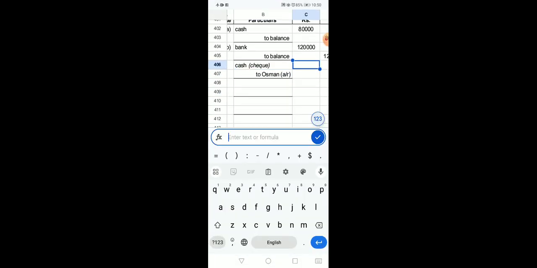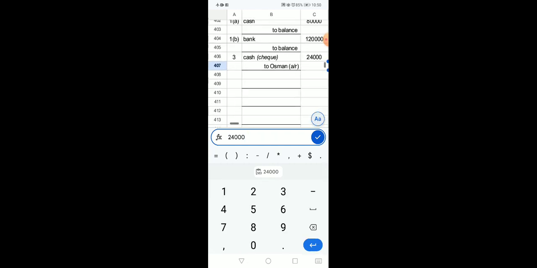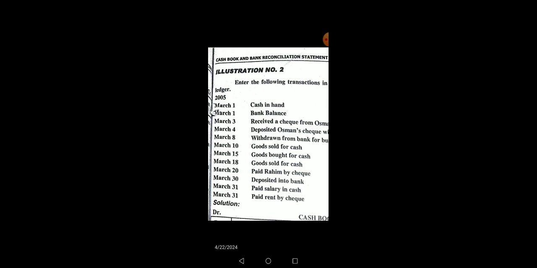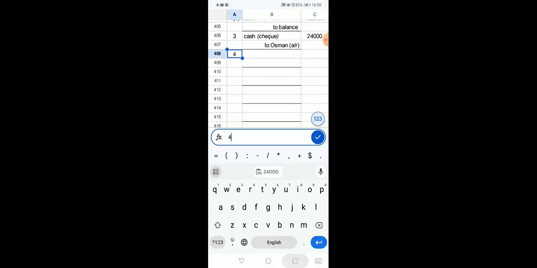Let's see how much amount for the third entry. It is 24,000, so you will write 24,000 on the debit side, and the same amount you are needed to write on the credit side. In this way entry number 3 is completed. Now let's see what is next for us, and it is March 4. After March 3, let's write the date first, March 4. So we have mentioned the date.